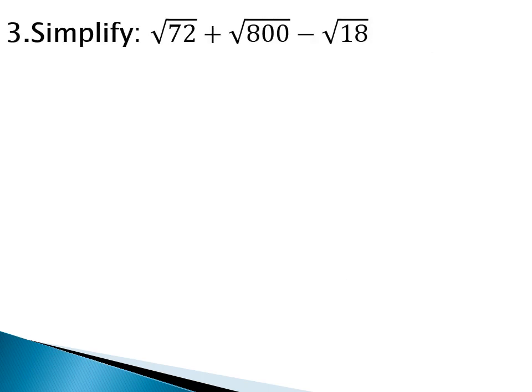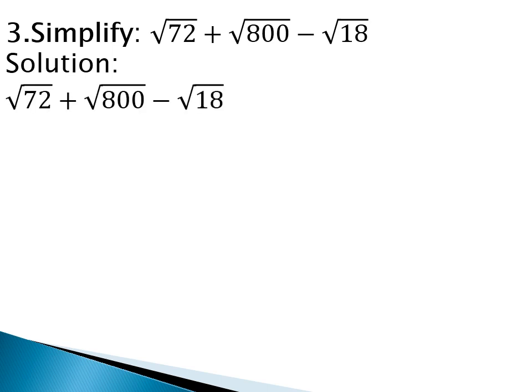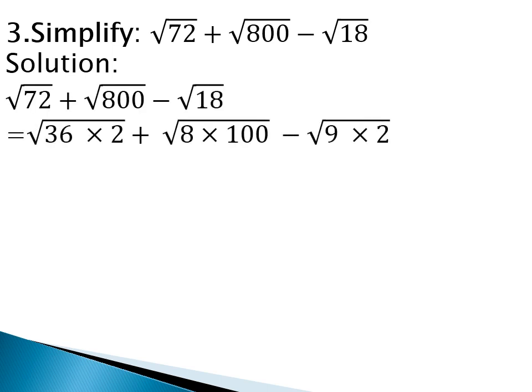One more sum. Simplify root 72 plus root 800 minus root 18. Root 72, how can we write it? 36 into 2. Similarly 800, we can write 8 into 100. Again root 18, 18 can be written as 9 into 2. So we are getting some pairs and some numbers are not having any pairs. Root 72 is written as 36 into 2, 800 as 8 into 100, and 18 as 9 into 2.